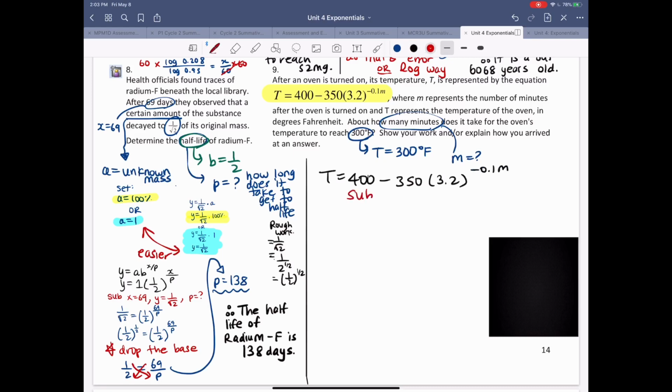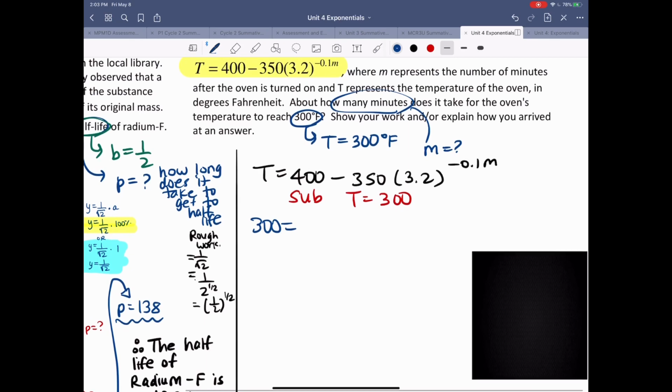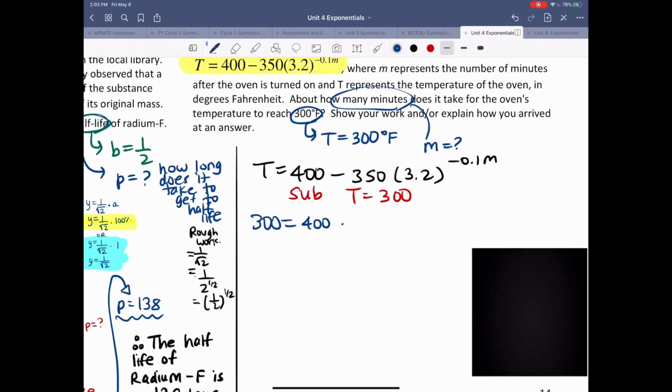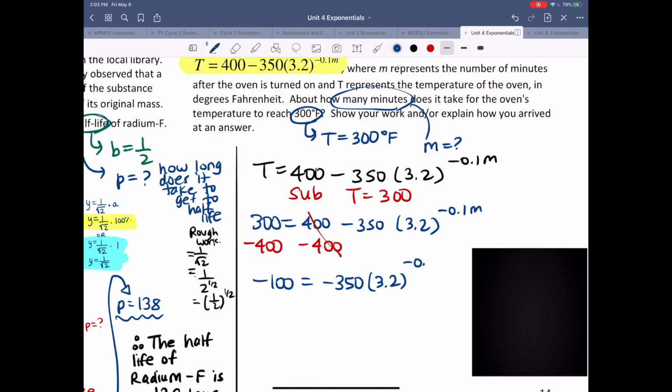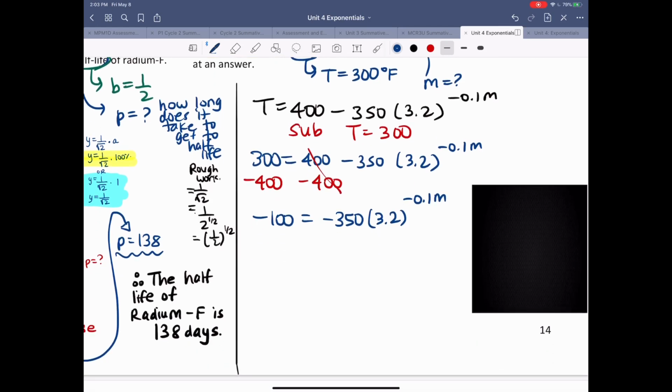So sub T equals 300. You will get 300 is equal to 400 minus 350, bracket 3.2, to the exponent of negative 0.1 m. I've got to do BEDMAS backwards, so that means I need to subtract 400 from both sides. I will get negative 100 is equal to negative 350, bracket 3.2, to the exponent negative 0.1 m.